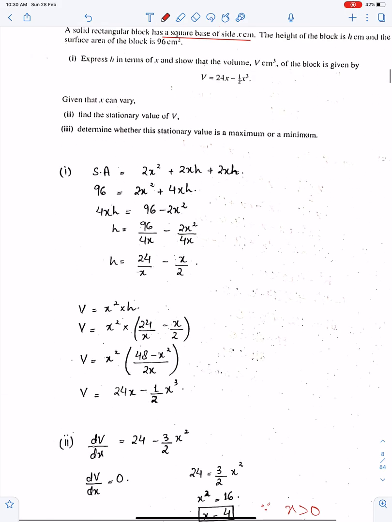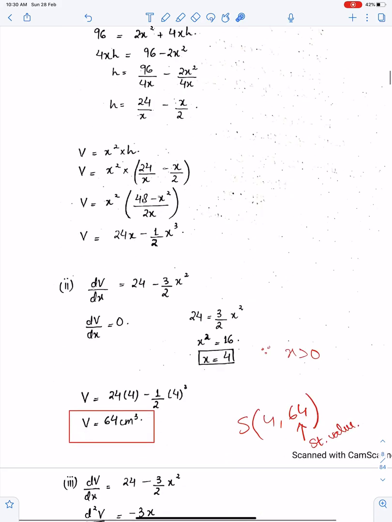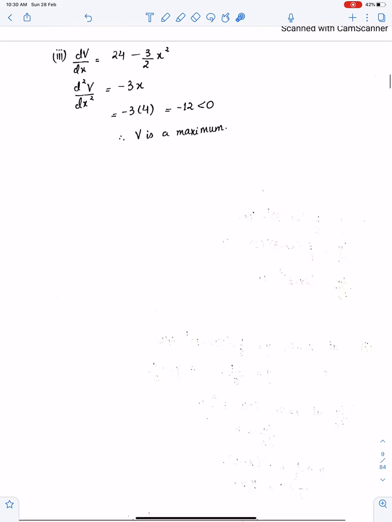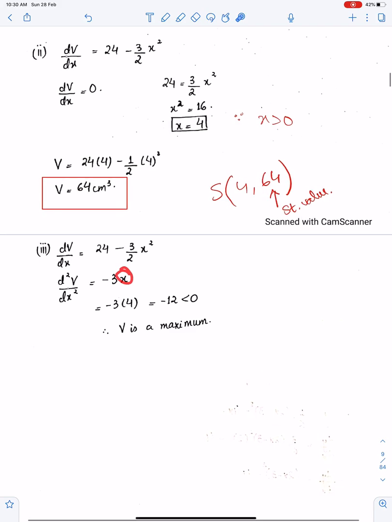Now, the last part of this, determine whether this value is maximum or minimum. For that, you need to get the second derivative. This is the second derivative. Now substitute x here, this x, and observe the sign of the second derivative. The second derivative is negative, therefore V is maximum. If the second derivative is negative, then the value is maximum. Otherwise, minimum.